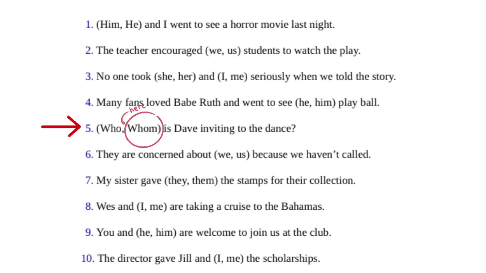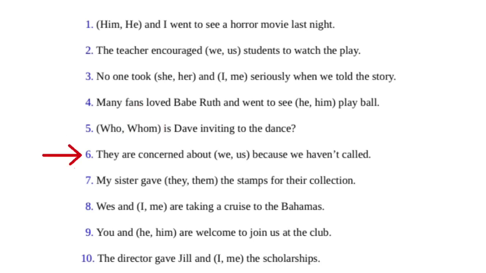So here we use whom instead of who because whom is used when it is receiving the action. So whom is going to receive the invitation from Dave. So who is used if it's performing the action. So here Dave is performing the action and whoever it is in question is receiving the invitation.